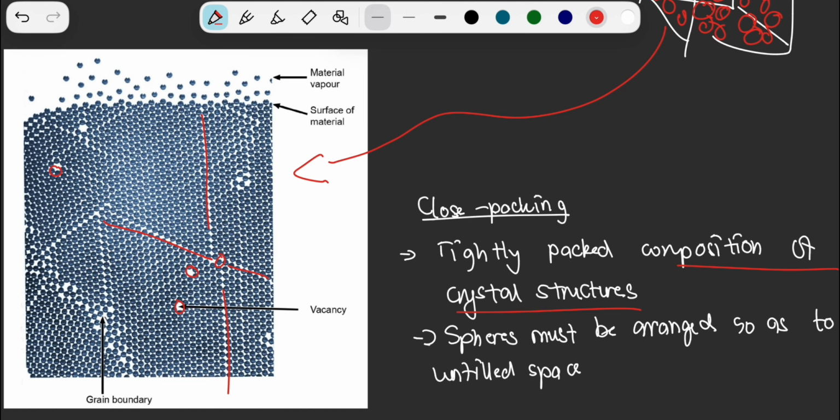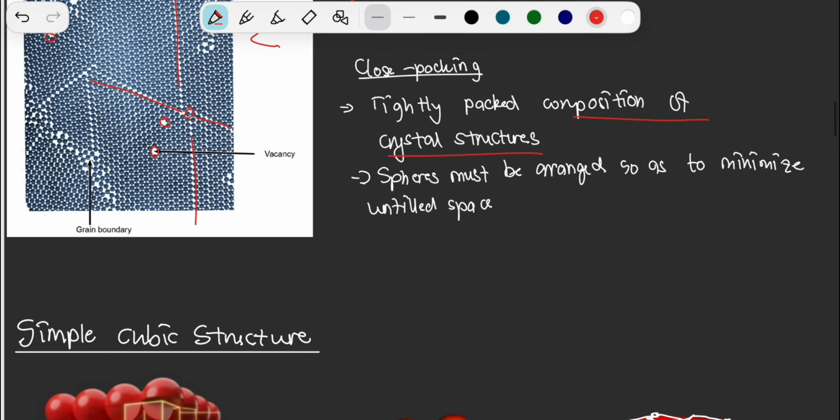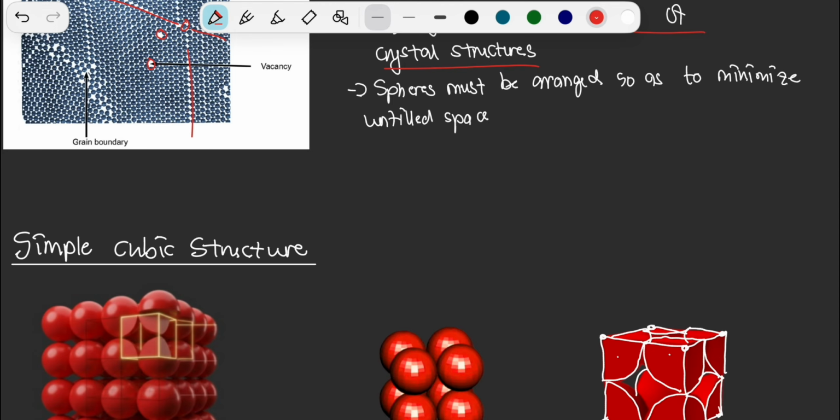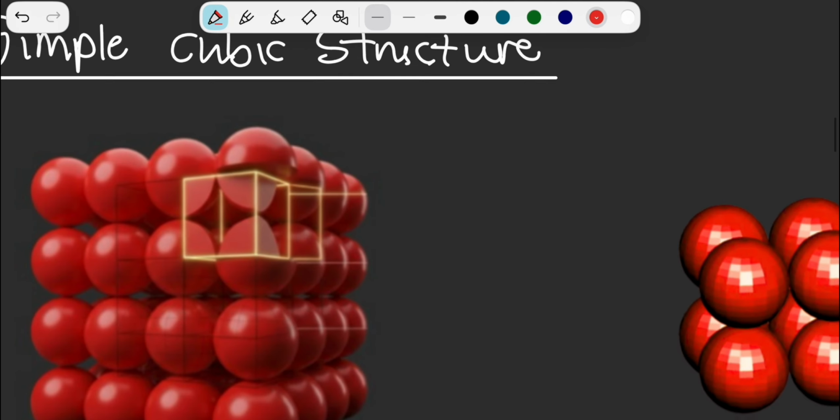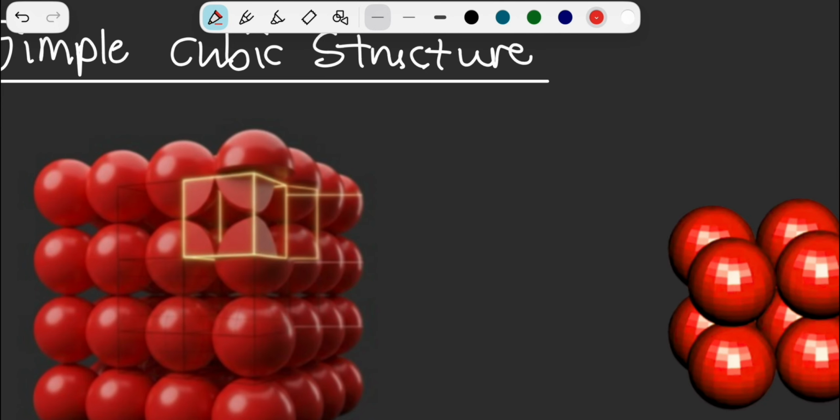So there are a bunch of structures that we're going to study. The first one that we're going to start off with is the simple cubic structure. Why? Because it's the simplest, as the name implies. So if you throw those atoms inside that box, keep that in mind. What you're going to see is this beautiful structure over here.